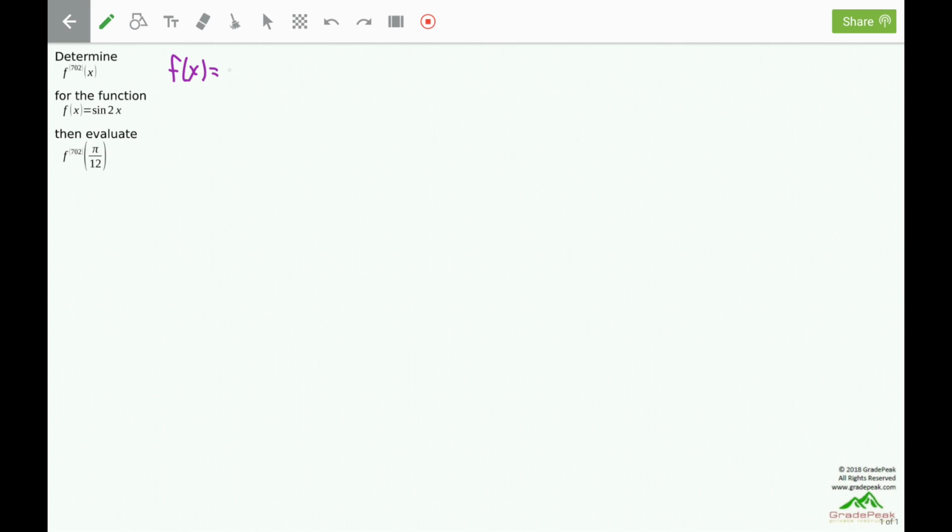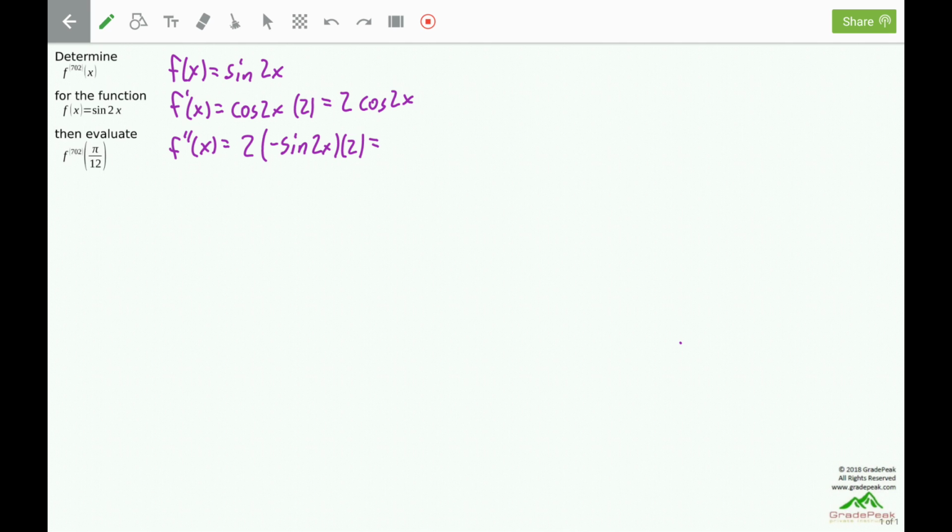So my function, sine of 2x, has a first derivative that will be cosine of 2x, leave the inside alone, and then multiply by the derivative of the inside, 2, to complete the chain rule. 2 cosine 2x. A second derivative, the 2 comes along, the derivative of cosine is negative sine, leave the inside alone, multiply by the derivative of the inside to complete the chain rule. And we have negative 2, and I'll write it as 2 squared instead of multiplying the 2, so we can start to discern a pattern here.